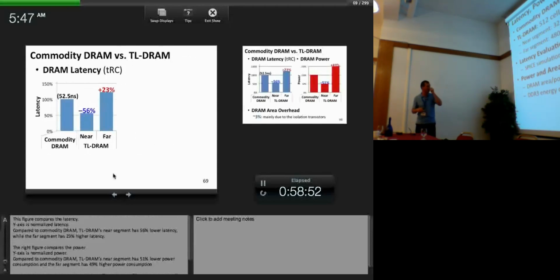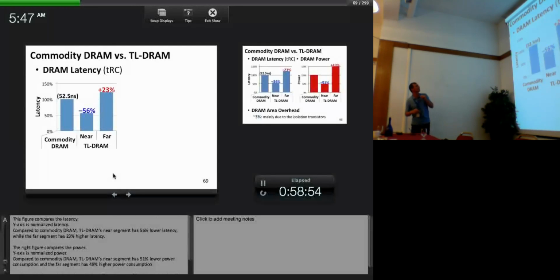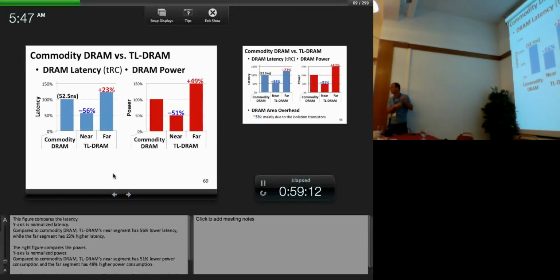But basically, we do our best to do the power and area evaluation. But if you look at this, this is what you have today in terms of latency. This is a row cycling time. Commodity DRAM has approximately 52 nanosecond latency. Near segment access gets reduced by 56%, so it's about 23 nanoseconds. Far segment access increases by 23%. That's the trade-off.